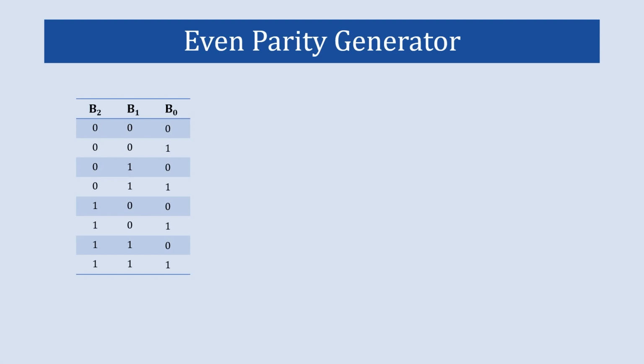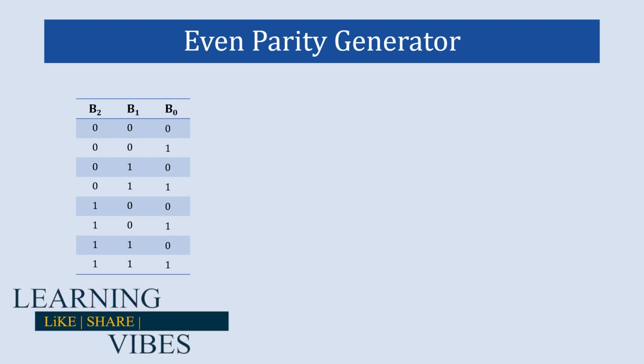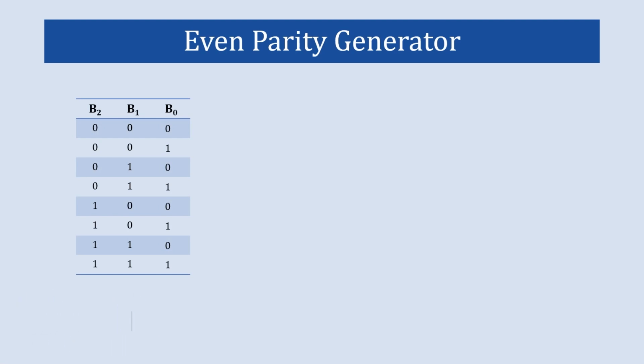Now we will understand the even parity generator. This is our data for the even parity generator. Now what should be the parity bit of this data? If you remember the definition of even parity, then pause the video, write the parity bit for this entire table and comment it in the comment section. And if you are not clear about it, you can watch my previous video later.